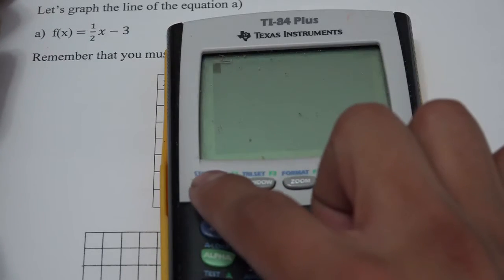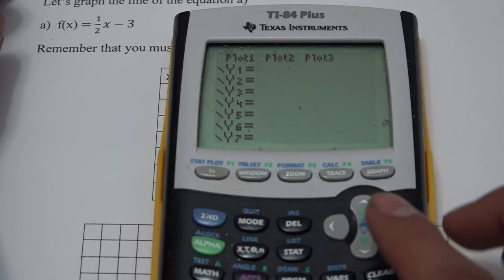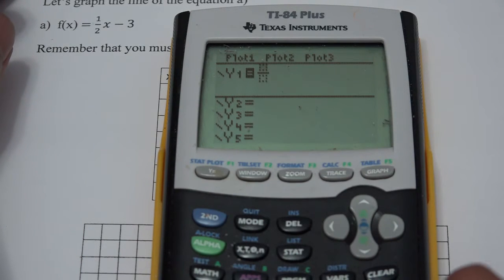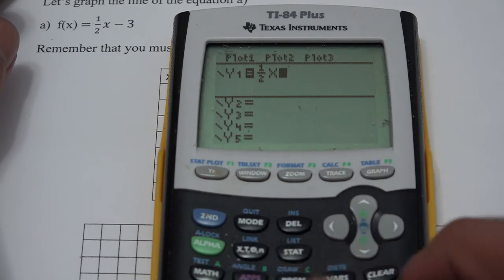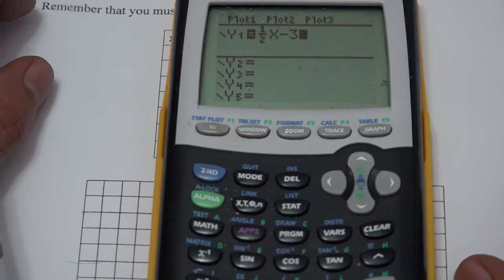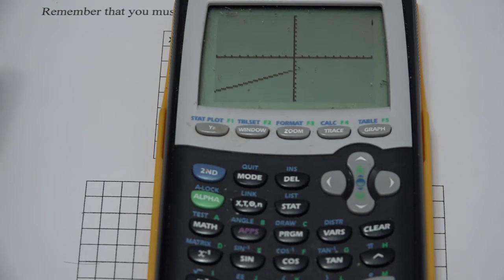So we're gonna go to y equals, okay, and we're gonna type the fraction. I already showed you. Alpha y equals, then press enter. Then you go 1/2, move over, put the X right here, and then -3. Once you do that, then you hit the button that reads graph, and you're gonna see your graph right there.